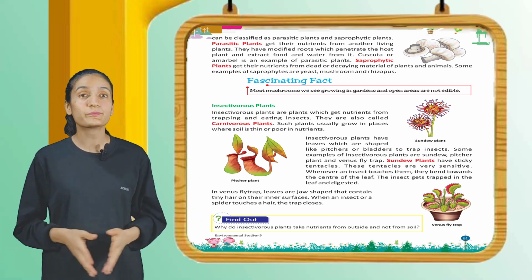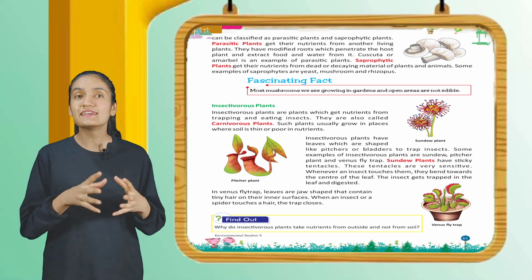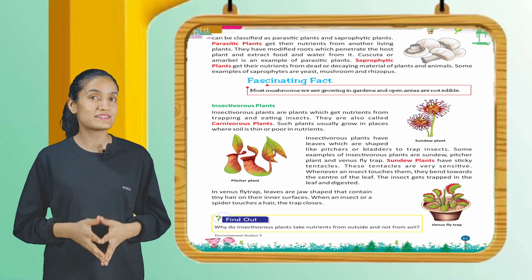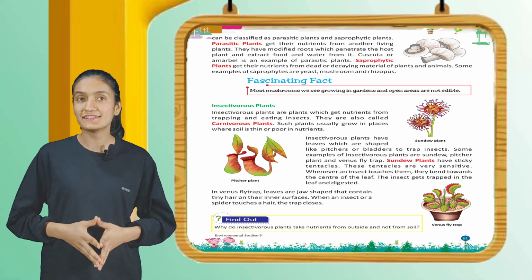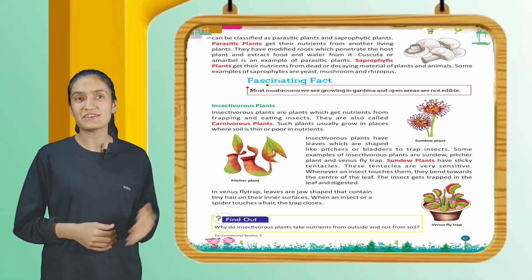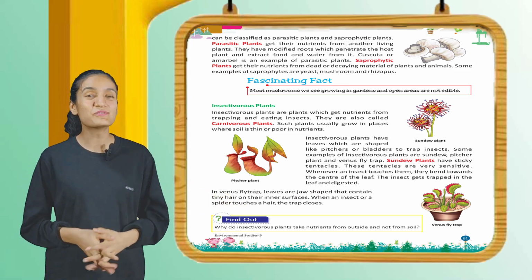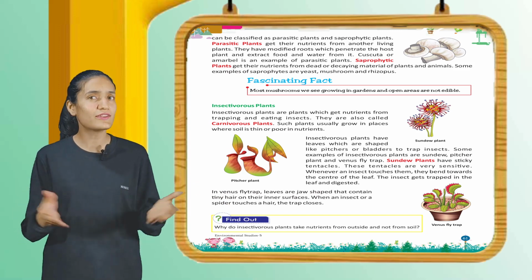Now, in Venus flytrap, leaves are jaw-shaped that contain tiny hairs on their inner surfaces. When an insect or a spider touches a hair, the trap closes. Here you can see the picture of Venus flytrap. Now it's time to find out, why do insectivorous plants take nutrients from outside and not from soil?